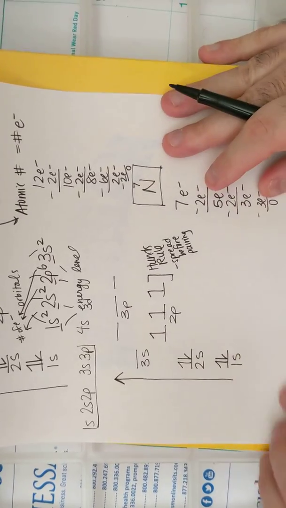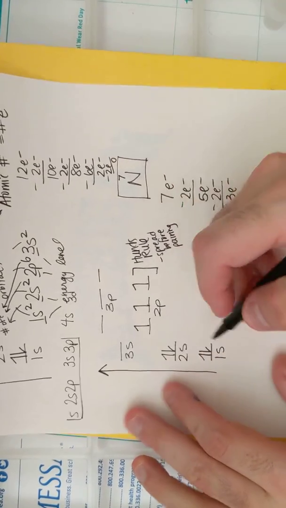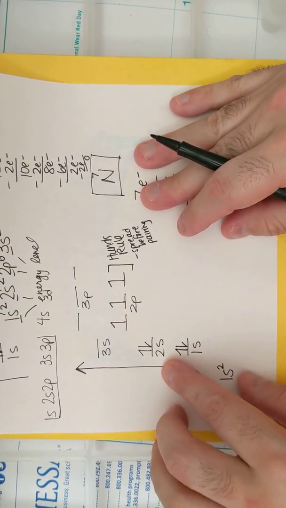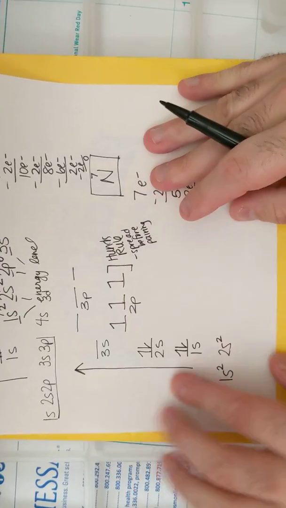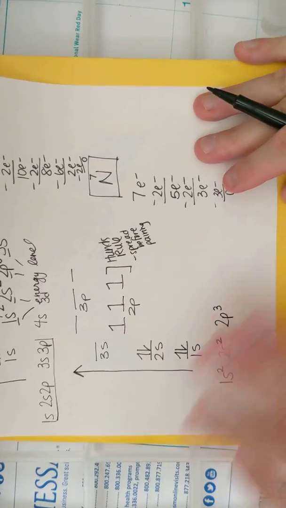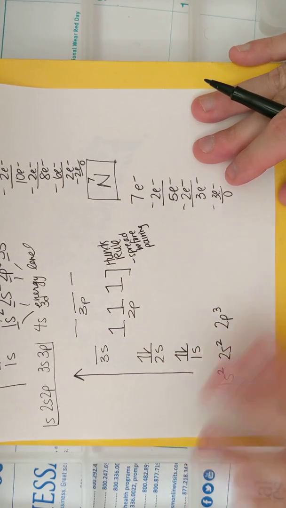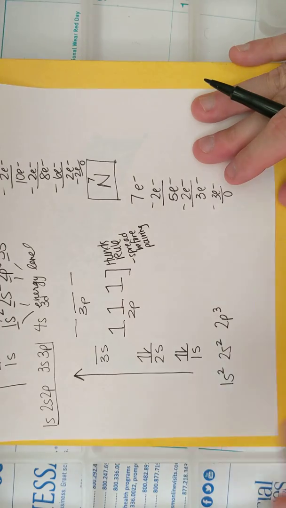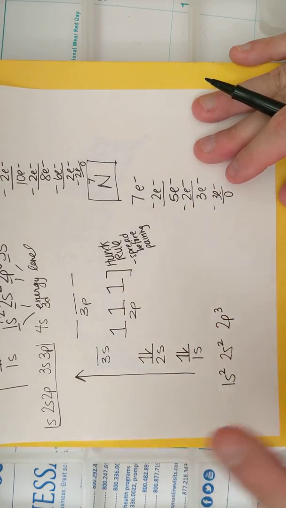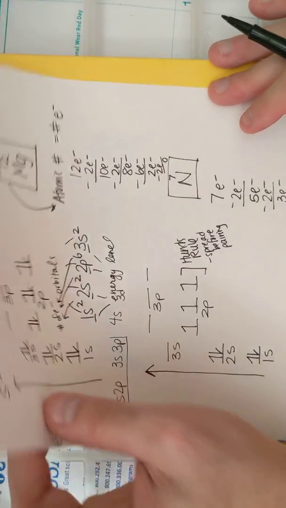I have none left. Let me write the electron configuration. I start with 1s. I have 2 electrons in the 1s. So the electron configuration for nitrogen would be 1s2. Then 2s2. And then there's 3 in the 2p: 2p3. Done. That is the electron configuration for nitrogen. So that is all I want you to know for right now. We will do more in-depth stuff about short notation, long notation. We'll do things known as noble gas configuration. We'll do things where we have larger atoms.